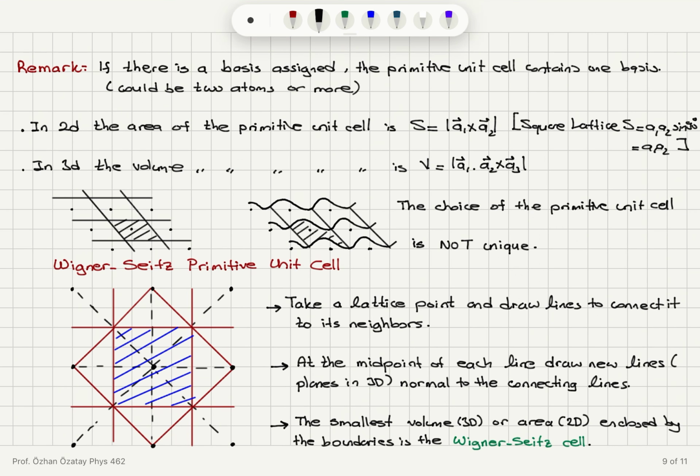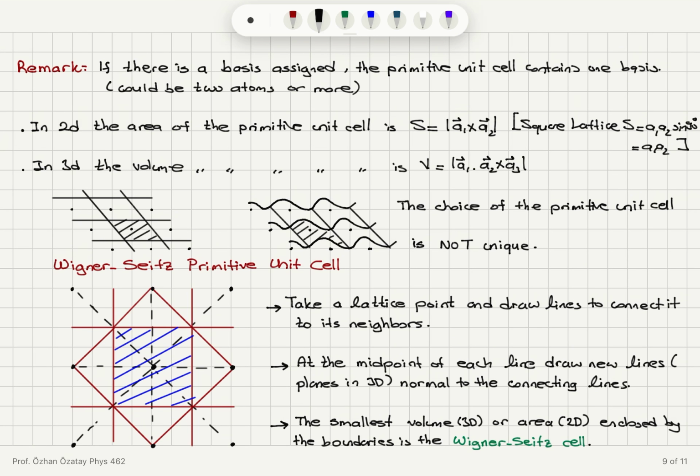Now, if there is a basis that is assigned to this lattice, the primitive unit cell does not contain one atom, but it contains one basis. So it would contain 2 atoms if there are 2 atoms per basis, etc. So the number of atoms in the primitive unit cell can be 2 or more. It depends on the basis. The important thing is that there should be only one lattice point, not only one atom.